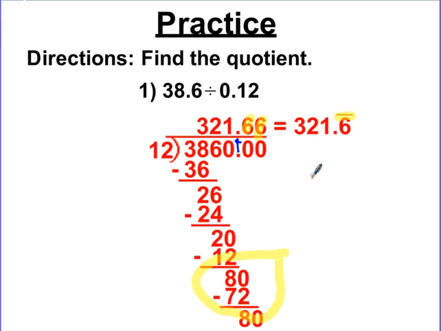Okay? So my answer is 321.6 repeating, or 0.6 repeating. Okay? Hopefully you got the correct answer. If not, you can check your work and see where you made your mistake.